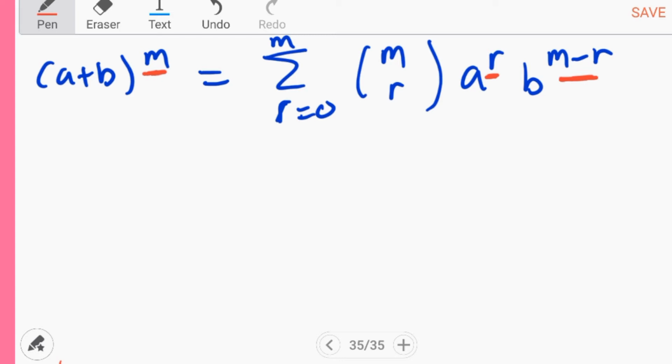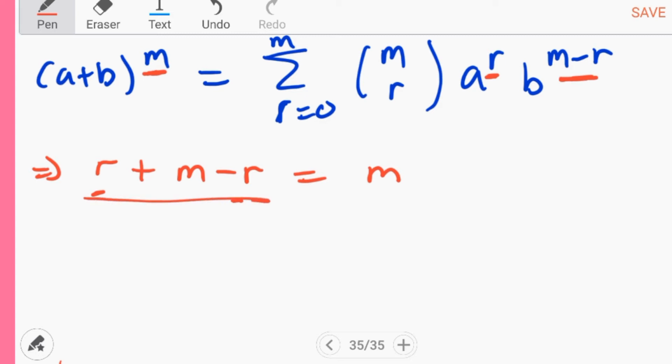Okay, so you realize that r plus m minus r is equal to m. This is because plus m minus m is 0, so we have this whole expression being equal to m. So we must always make sure that if you add the power of a and the power of b, you should end up getting the power of a plus b. Take note of that. Okay, so now let's continue.